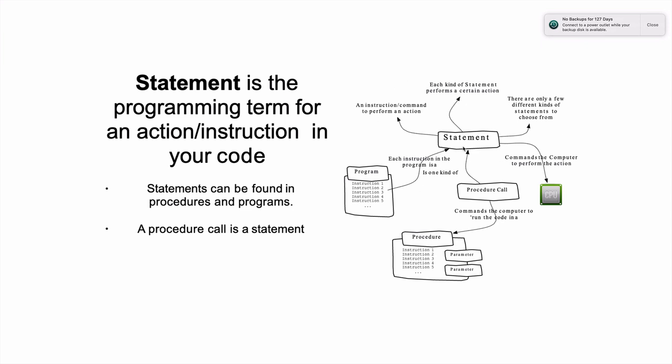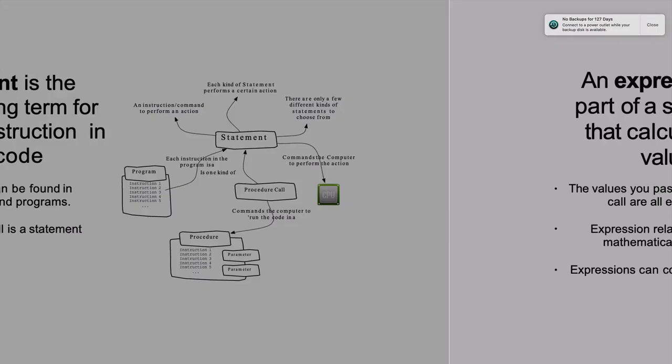So here is a diagram. A statement is an instruction command to perform an action. It goes to the CPU to command the computer to perform some action. Each kind of statement performs a certain action. There are a few different kinds of statements to choose from in programming languages. So we can understand statements later while we do some code. Let's go to the next.